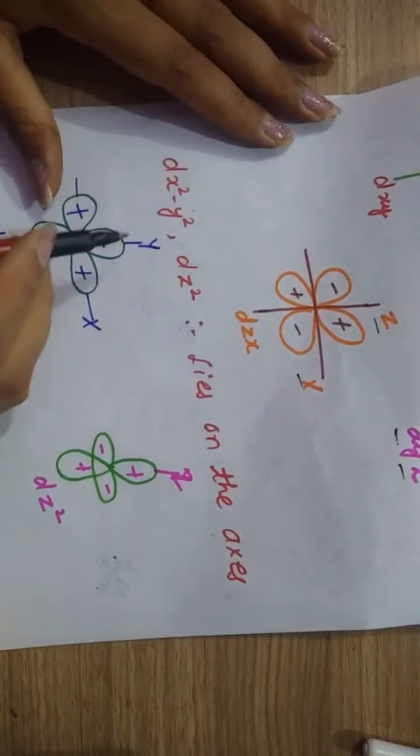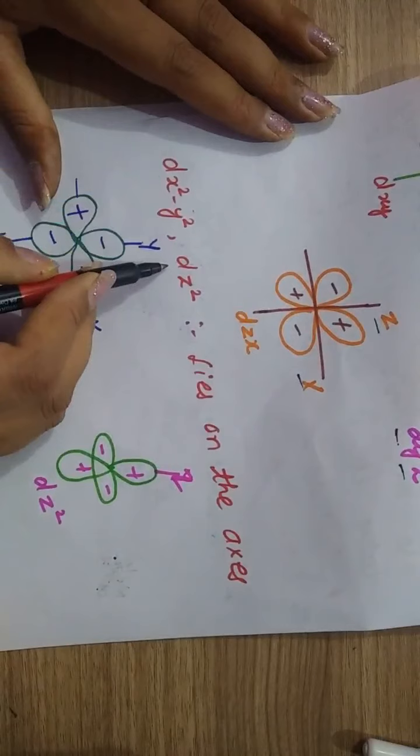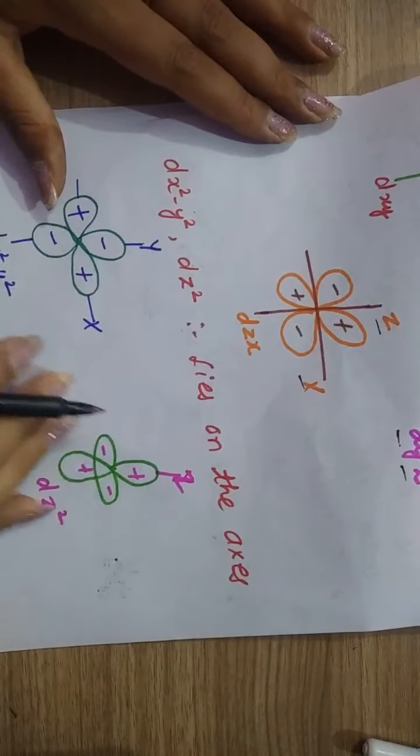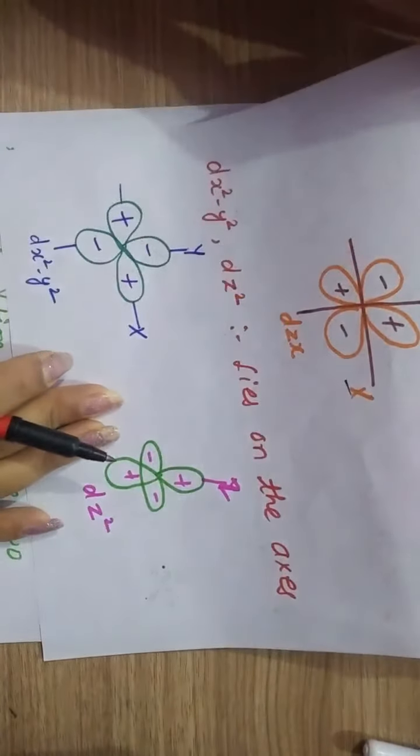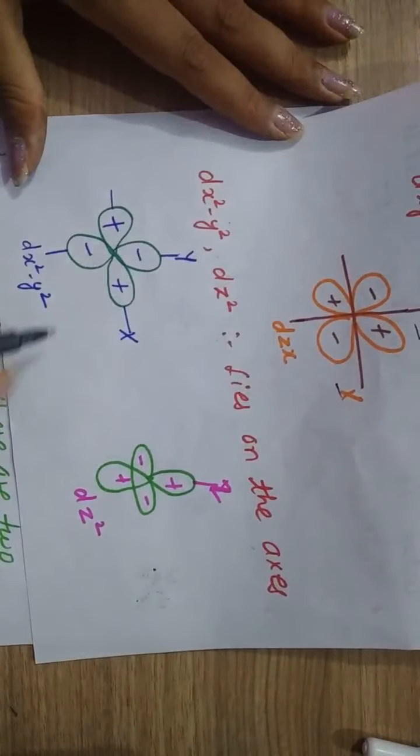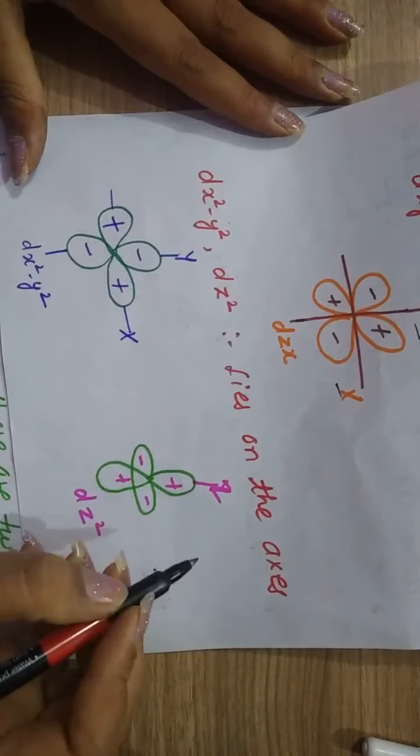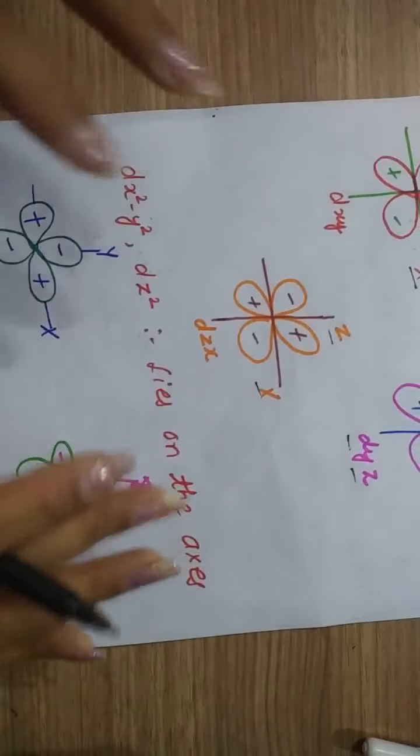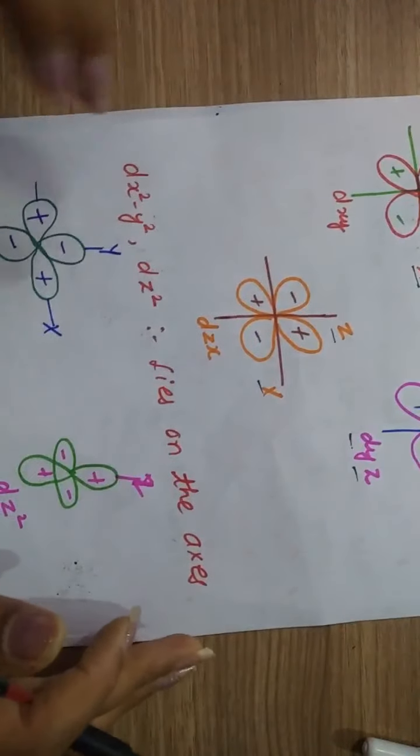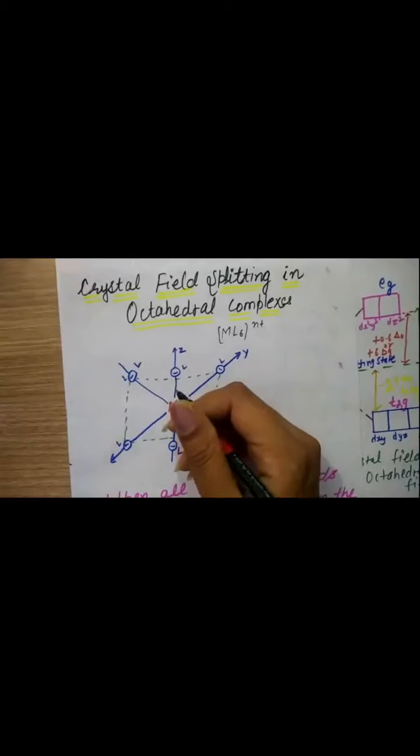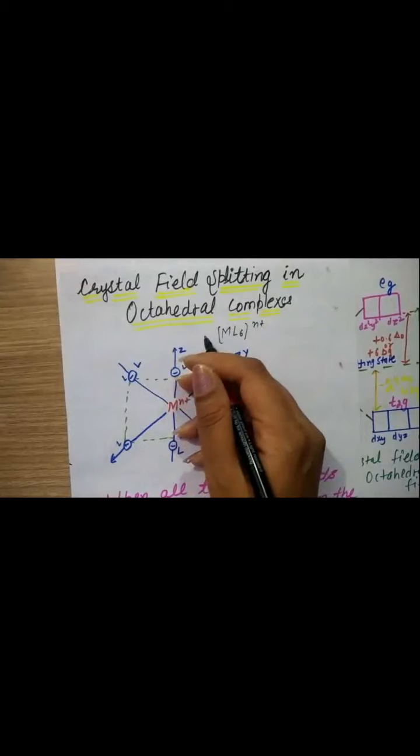The other two orbitals are dx square minus y square and dz square, and these two orbitals lie on the axes. This is the dx square minus y square orbital, in which the lobes lie on the x and y axis. This is dz square, in which the lobes lie on the z axis. These are the shapes of all the orbitals, and now we will move toward crystal field splitting in octahedral complexes.